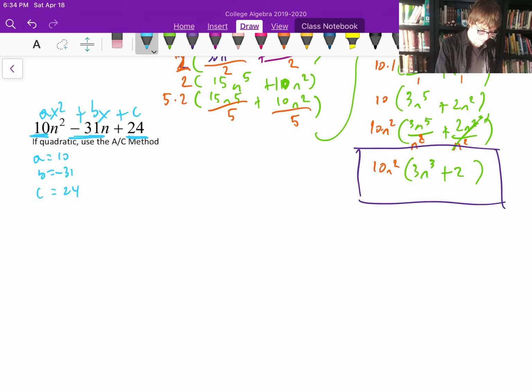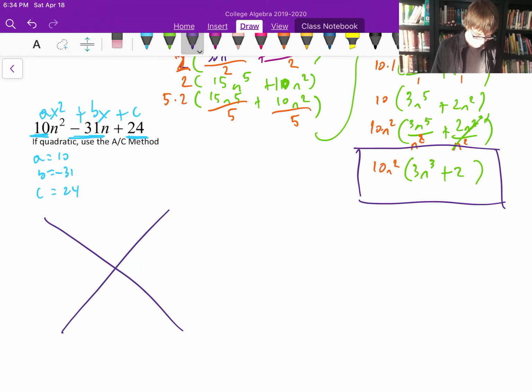Okay. Now here's where the AC method comes in. This is why it's called the AC method. We'll draw a giant X, because X marks the spot, I suppose. And at the top, we'll write the letters A times C. And at the bottom, we'll write just B. If you're fancy, you can remember that A times C, or AC, literally means A times C. But that's another discussion for another time. So write AC at the top.